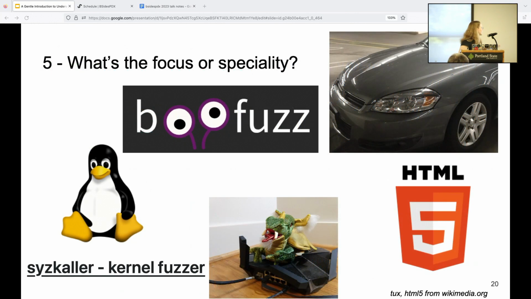All right, and the next question is, what's your focus or specialty? If you're searching for fuzzers, you might actually start with this question, because if you're fuzzing a kernel or a car, you have different requirements. I've encountered fuzzers for cars. We have ones for web APIs, like boofuzz, which is the workshop going on right now. We have fuzzers for kernels. I have met fuzzers for routers, ones for websites. We have different fuzzers meant for different jobs. So you can think of this as specialty.